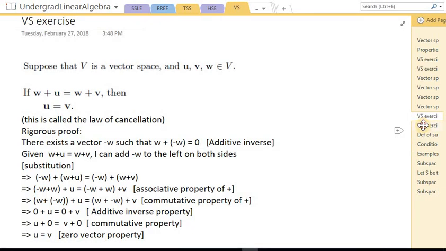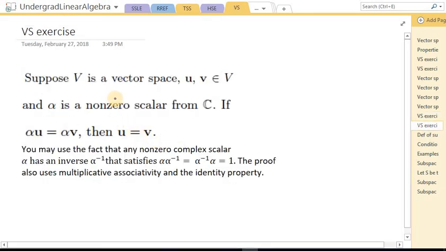All right. One more exercise that I leave to you, and you can find the answer in the book solutions. This one is a similar law of cancellation, and here it says, suppose V is a vector space, U and V are in V, and alpha is a non-zero scalar from the complex numbers. If alpha times U equals alpha times V, then U equals V. So you're basically canceling off the scalar.